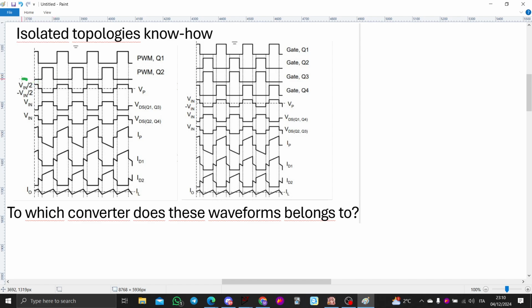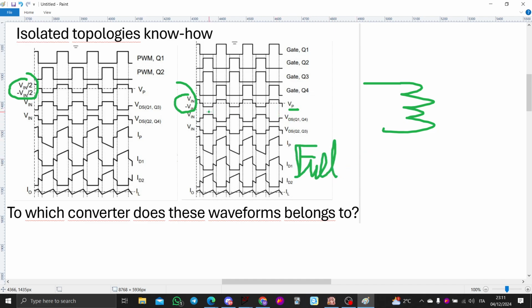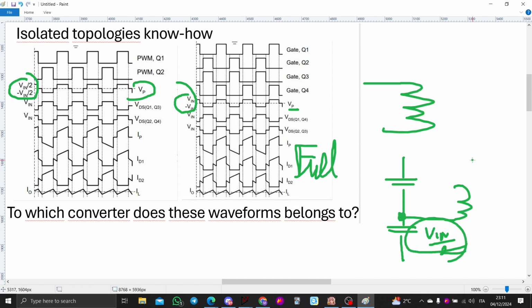And yes, the differentiation is basically this: Vin, half Vin, minus Vin, and Vin, minus Vin. VP is the primary voltage across the transformer. So this is a full bridge, because a full bridge has this waveform between Vin and minus Vin. And the half bridge, since there is the capacitor divider here, attached to this point, to Vin over 2, you will have plus minus Vin over 2 across the transformer.